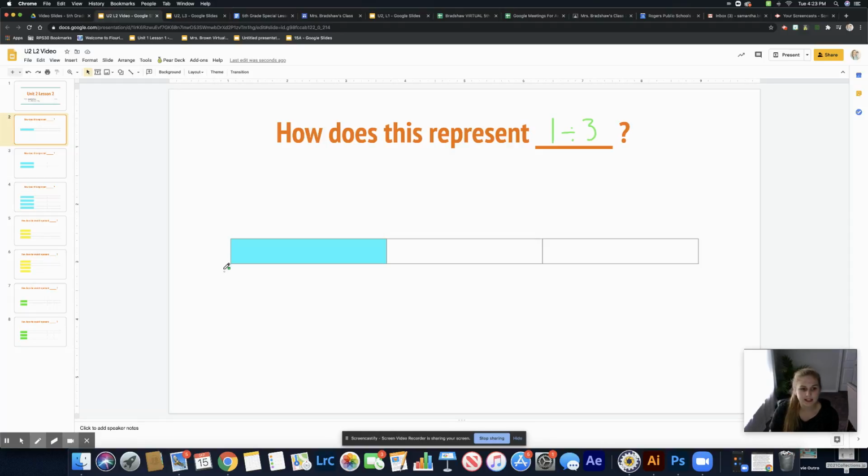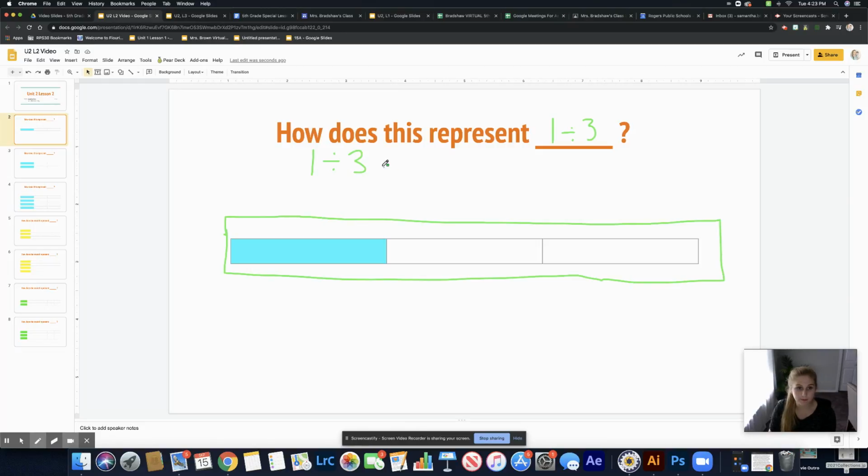So the first thing I see is the 1 could represent this whole thing. So that is 1. Then I see I have 3 different spaces. So that means I could be dividing it by 3 people. And I can see right here where I've shaded, I get 1/3. 1 piece is shaded out of the 3 pieces. So 1 divided by 3 equals 1/3.